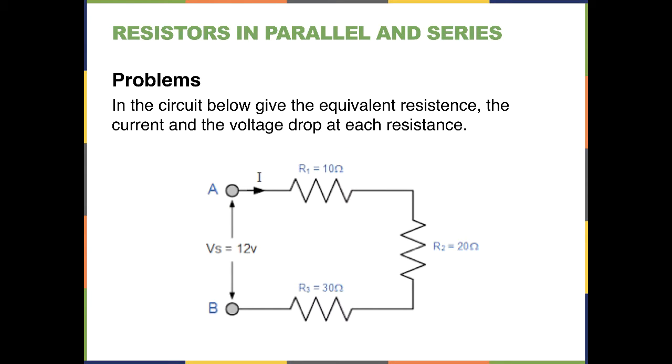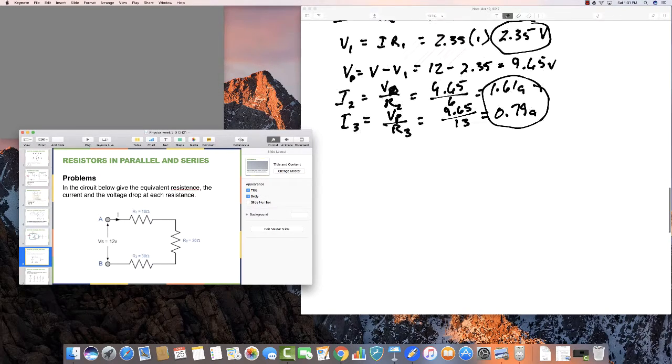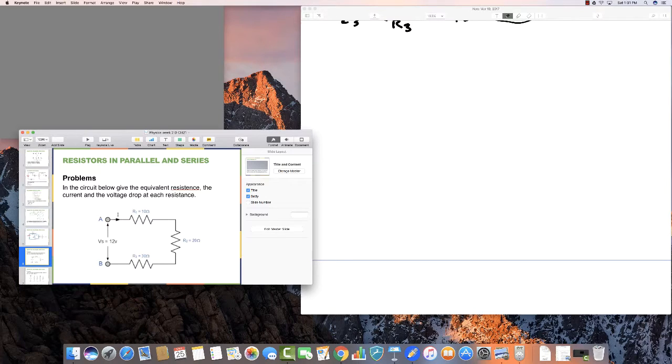Now here's one more problem. Let's take a look at this problem. In the circuit below, give the equivalent resistance, the current, and the voltage drop across each resistor. Now this one's actually quite easy. It's a simple series circuit. But let's take a look at this real briefly. Get a clean sheet of paper here.